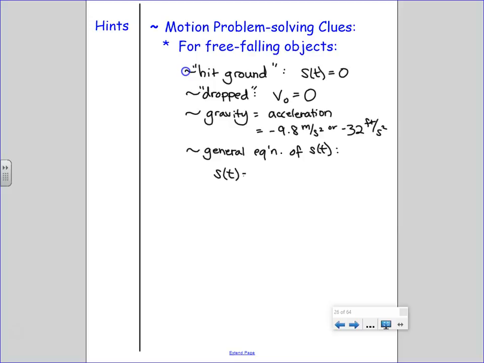S of t is equal to 1/2 a sub naught t squared plus v sub naught t plus s sub naught. Where you have, for a free-falling object, gravity is your A, initial velocity is your v sub naught, and initial position is your s sub naught.